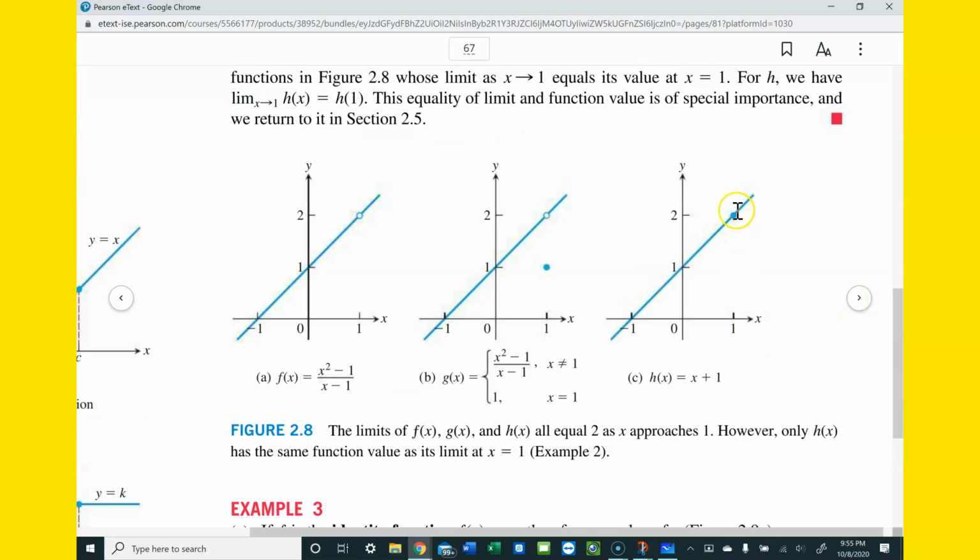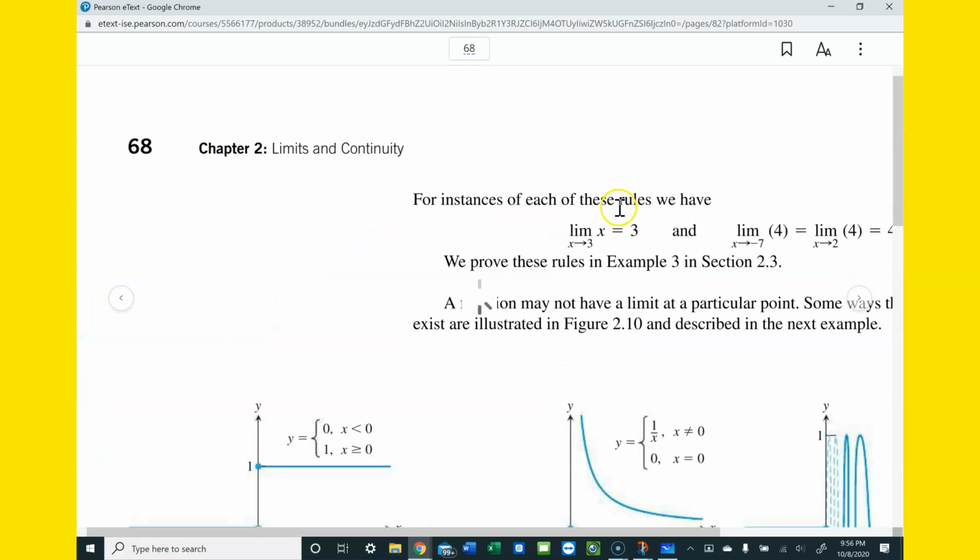This is when the actual value of the function is equal to the limiting value of the function. When that's the case, that's a special case that we're going to get into later. That actually is what defines the concept of continuity. This function is continuous at x equals 1 precisely because the value of the function is equal to the limit of the function at that value of x. This one is discontinuous, as is this one at that point. We're going to get into continuity later, but just to introduce the concept to you now, that's what it's going to be.